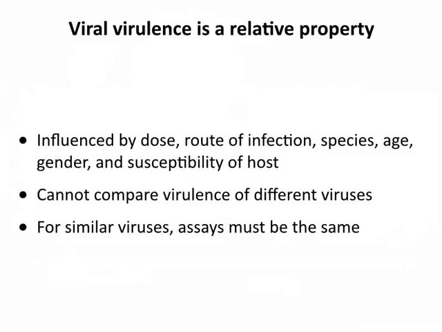One thing you need to remember, though, is virulence is a relative property. It's not an absolute property. It is influenced by many things, not just the animal that you're infecting, not just mice or ferrets or guinea pigs or rabbits or whatever the animal may be, by how much virus you put in, by the route of infection, the species we've already talked about, the age of the animal makes a big difference, the gender, and its susceptibility. Different strains of animals can vary in their susceptibility. And these are variables that we can only control in the laboratory.